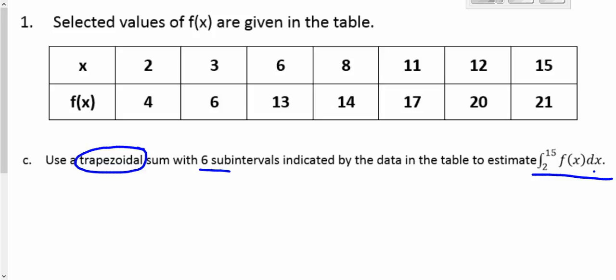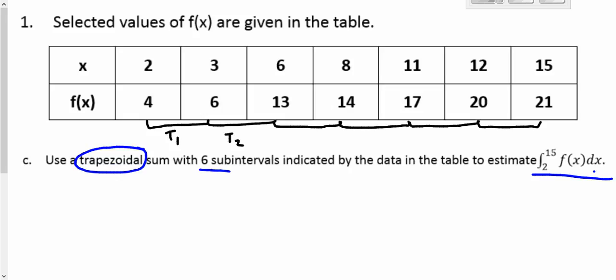So if we're using 6, we'll have one from 2 to 3, 3 to 6, 6 to 8, 8 to 11, 11 to 12, 12 to 15. So here's T1, T2, T3, T4, T5, and T6. Just like the rectangles, we are going to find the area of each of these, T1, T2, through T6, and then we'll add up all those areas.